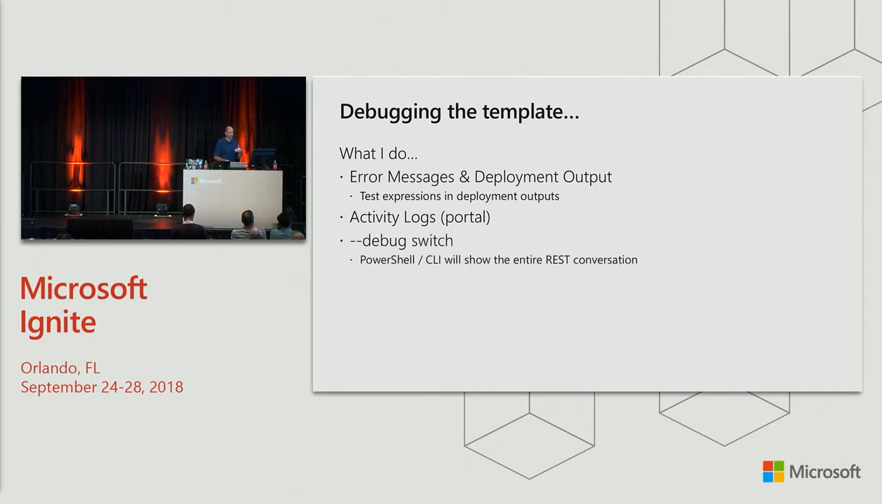Then there's also the debug switch. If you use this switch, say in PowerShell or CLI, you put the debug switch on the commandlet, that's going to show you the entire REST conversation that took place between ARM and the client. Everything that happened, everything that went over the wire, you'll see that in the debug output. If it's not in that output, then ARM doesn't know about it. That's a little extreme, but for all intents and purposes of what you'll be able to debug, that's true.